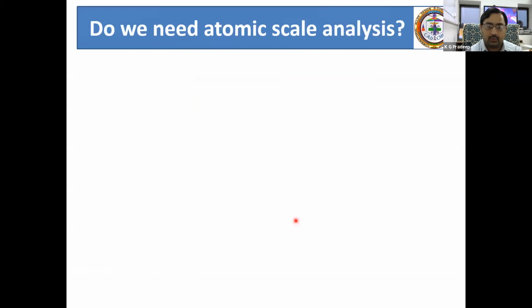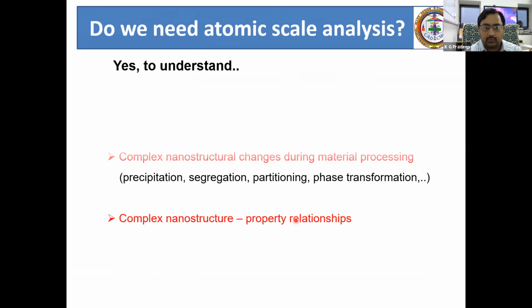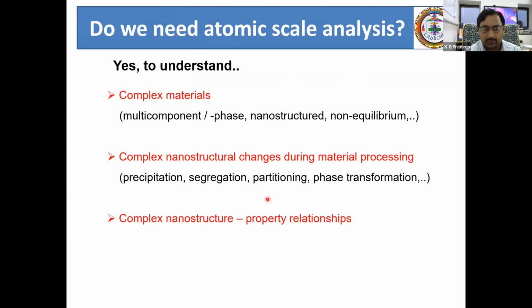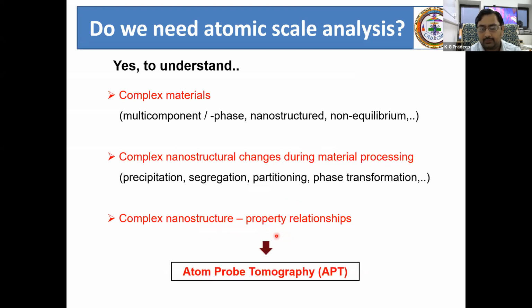As I showed before, we do really need it, because most of the materials that we deal with are all complex. They can be multi-component, which means too many chemical species are together. They can be nanostructures with various types of material processing, and during the processing there can be partitioning, segregation, phase transformation, all these things can happen. And you can have a complex relationship between the nanostructures evolved and their properties. So to understand the properties arising out of these nanoscale features, we really need atom probe tomography.